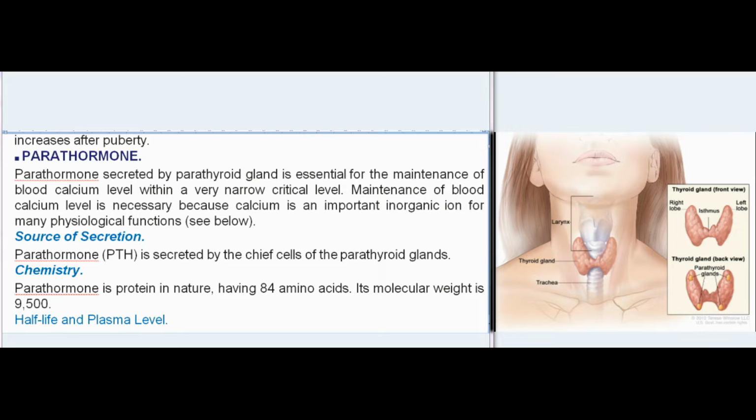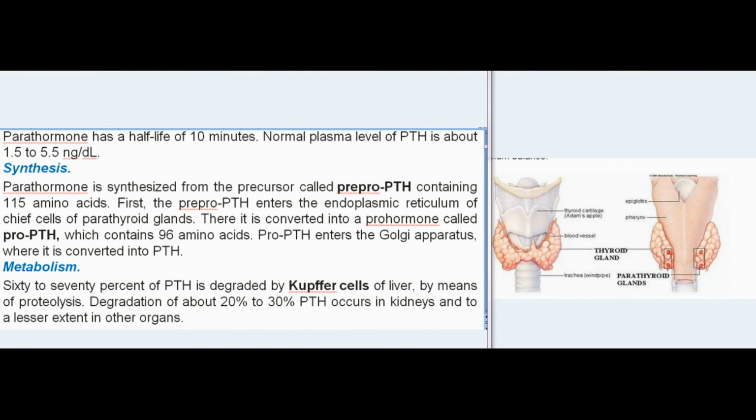Half-life and plasma level. Parathormone has a half-life of 10 minutes. Normal plasma level of PTH is about 1.5 to 5.5 ng/dl. Synthesis. Parathormone is synthesized from the precursor called pre-pro-PTH containing 115 amino acids. First, the pre-pro-PTH enters the endoplasmic reticulum of chief cells of parathyroid glands. There it is converted into a prohormone called pro-PTH, which contains 96 amino acids. Pro-PTH enters the Golgi apparatus, where it is converted into PTH.